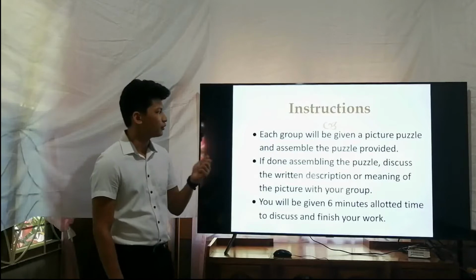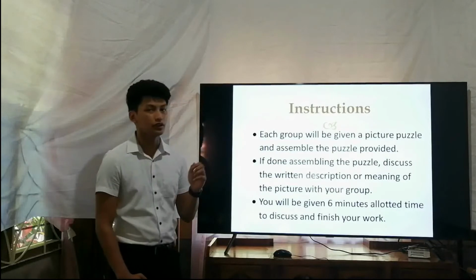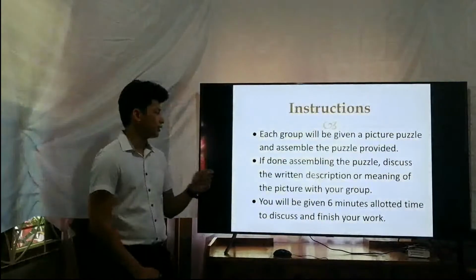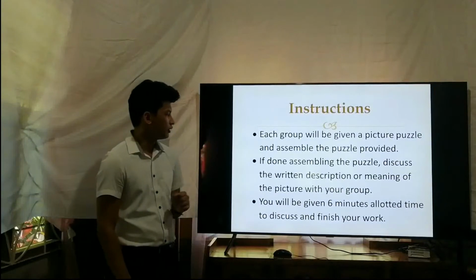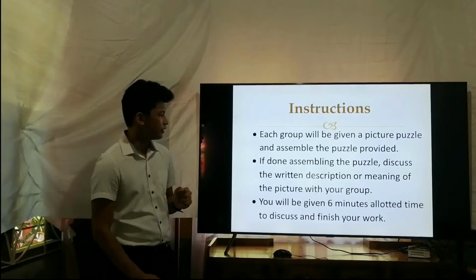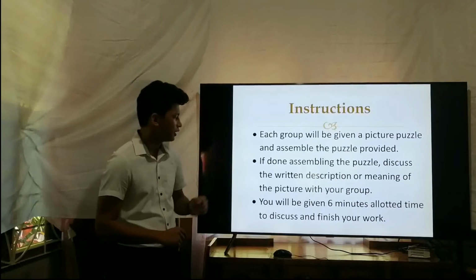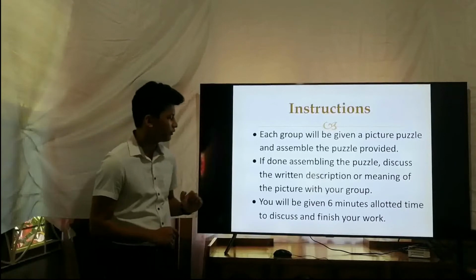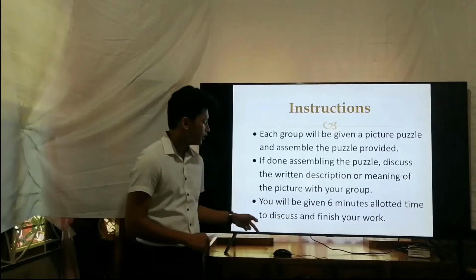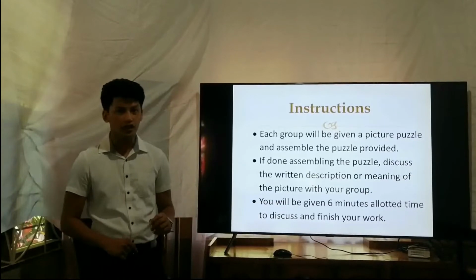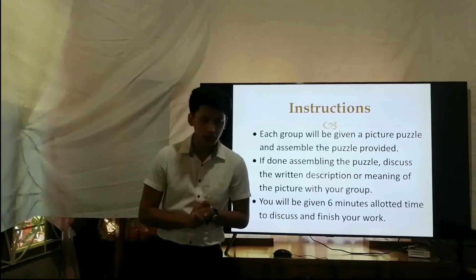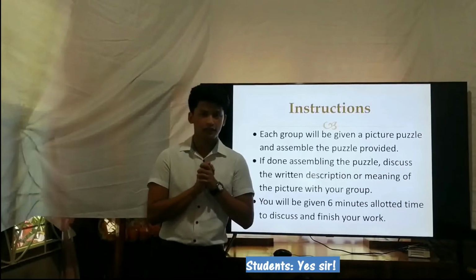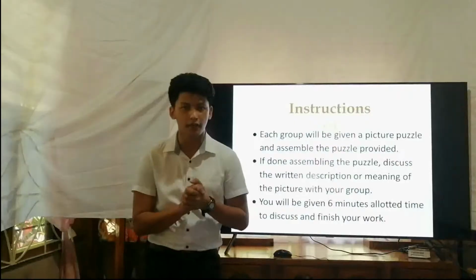Instructions: Each group will be given a picture puzzle and assemble the puzzle provided. If done assembling the puzzle, discuss the written description and meaning of the picture with your group. The last one: you'll be given 6 minutes allotted time to discuss and finish your work. Is that all clear, class? Your time starts now.